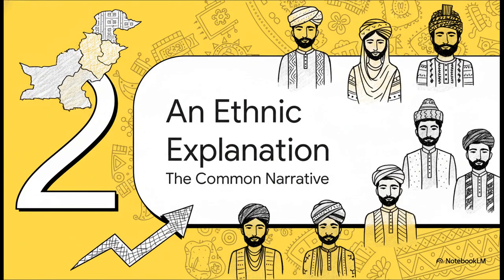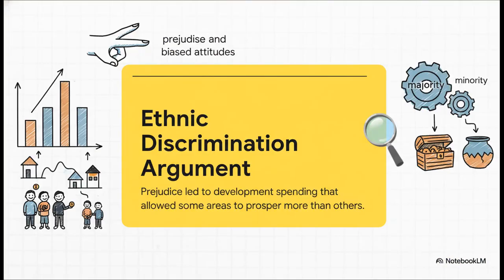And that brings us to our second section, the ethnic explanation. This is a really common and politically charged narrative you hear all the time in Pakistan to explain this geographic divide. So, what is the ethnic discrimination argument exactly? Well, it's the idea that these development patterns aren't an accident. It suggests that prejudice and biased attitudes basically drove development and economic growth in a way that intentionally favored certain ethnic groups over others. It frames the prosperity of some as a direct consequence of ethnic majoritarianism.